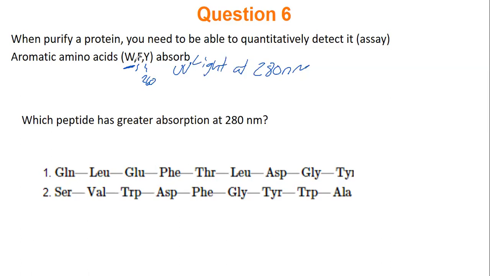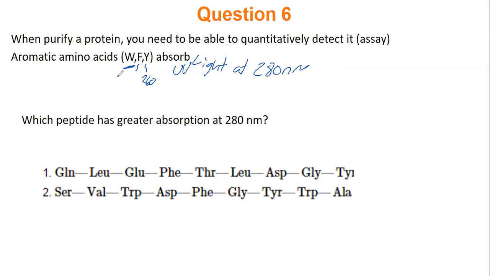Since we have a test on Friday where I'm asking you to know your amino acids, I give you 2 peptides. Which one would absorb greater at 280 based on the 3-letter codes? Would it be peptide 1 or peptide 2? How well do you know your 3-letter codes? Gotta vote for 2, gotta vote for 2. Who knows their 3-letter codes?